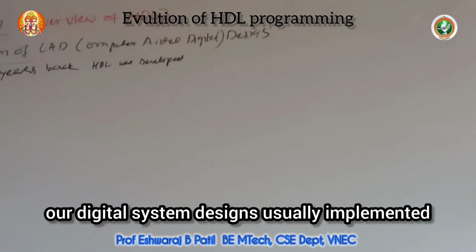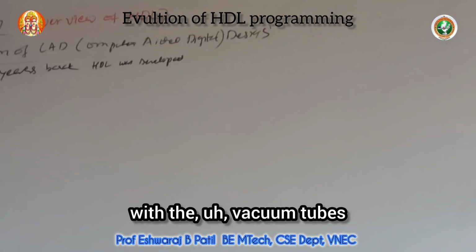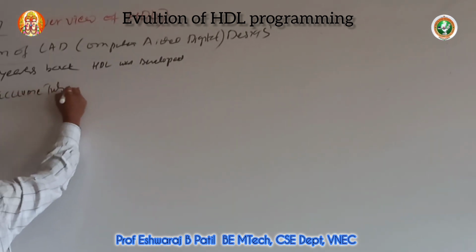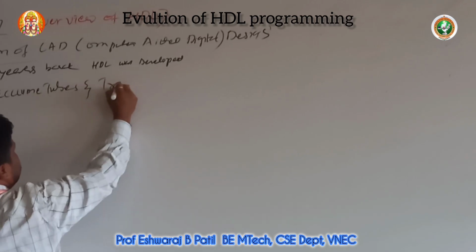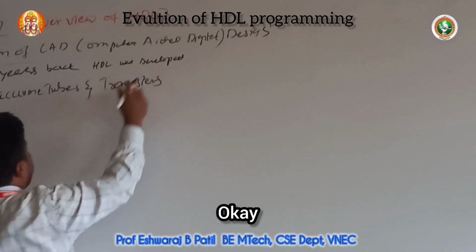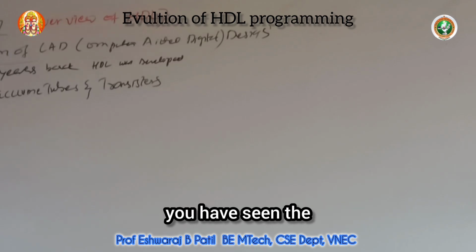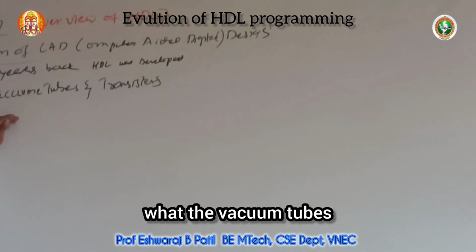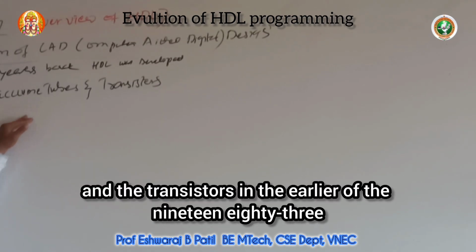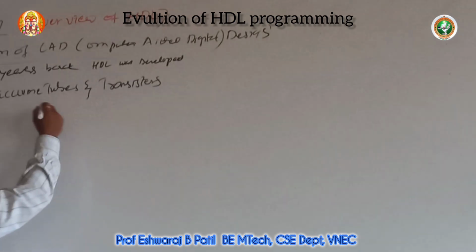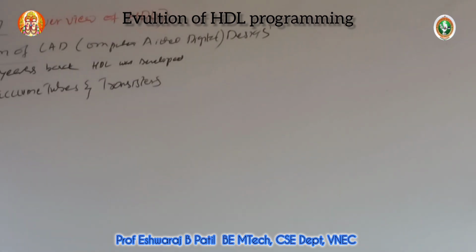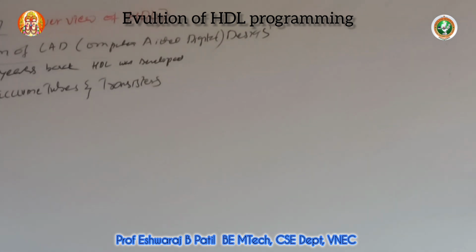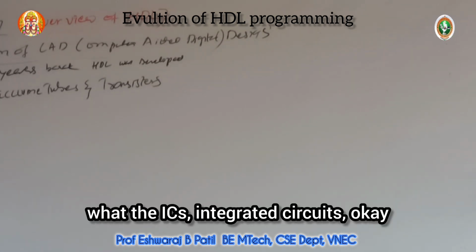Usually our digital system designs were implemented with vacuum tubes and also transistors. Whatever digital system you have seen, the AND gate, OR gate and NOT gates, were implemented with vacuum tubes and transistors before 1983. Later this came to be implemented on ICs, integrated circuits.